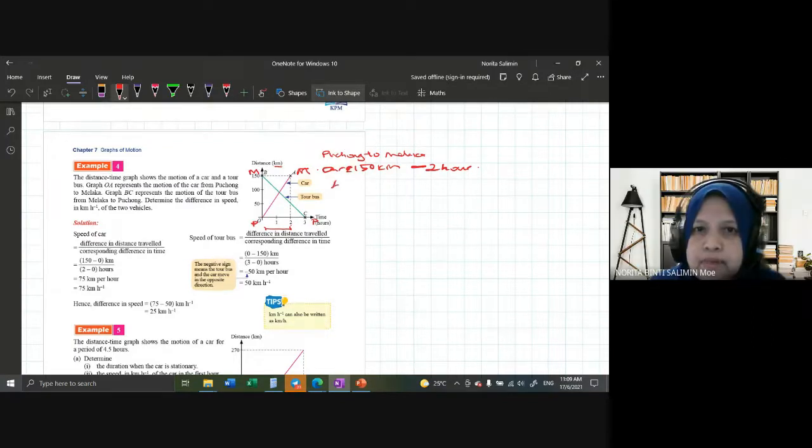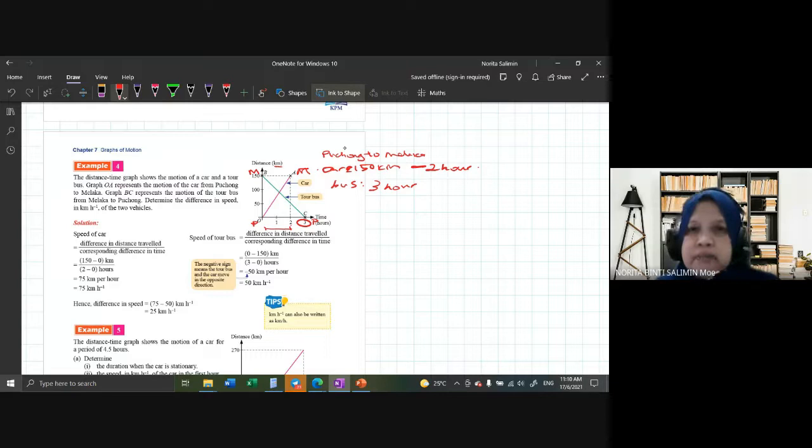Okay. For the bus, how many hours to arrive from Malacca to Puchong? 3 hours. For the same distance, the bus takes 3 hours and the car takes 2 hours. That's how we interpret the graph. Then speed. Look at the question: the difference in speed.